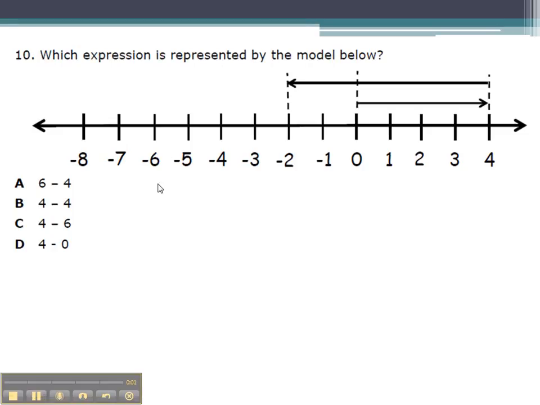Problem 10 on the review asks, which expression is represented by the model below? And we know when we have a number line model, we're starting from the origin, so our first integer is this arrow that's extending from the origin, and that arrow is going to the right, so it's representing a positive integer. It's going to the right 4 spaces, so this is positive 4.